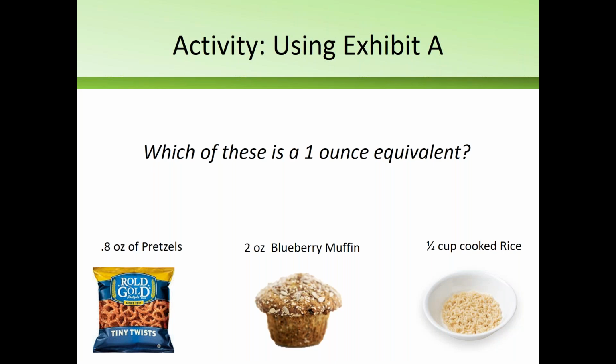Now we're going to do a quick activity using the grain chart. Looking at the examples on the screen, which of these is a 1 ounce equivalent? We have 0.8 ounces of pretzels, a 2 ounce blueberry muffin, and a half cup cooked rice. So I'll give you a few seconds to come up with an answer, and I'll give you the correct answer. According to the grain chart, they're all a 1 ounce equivalent.